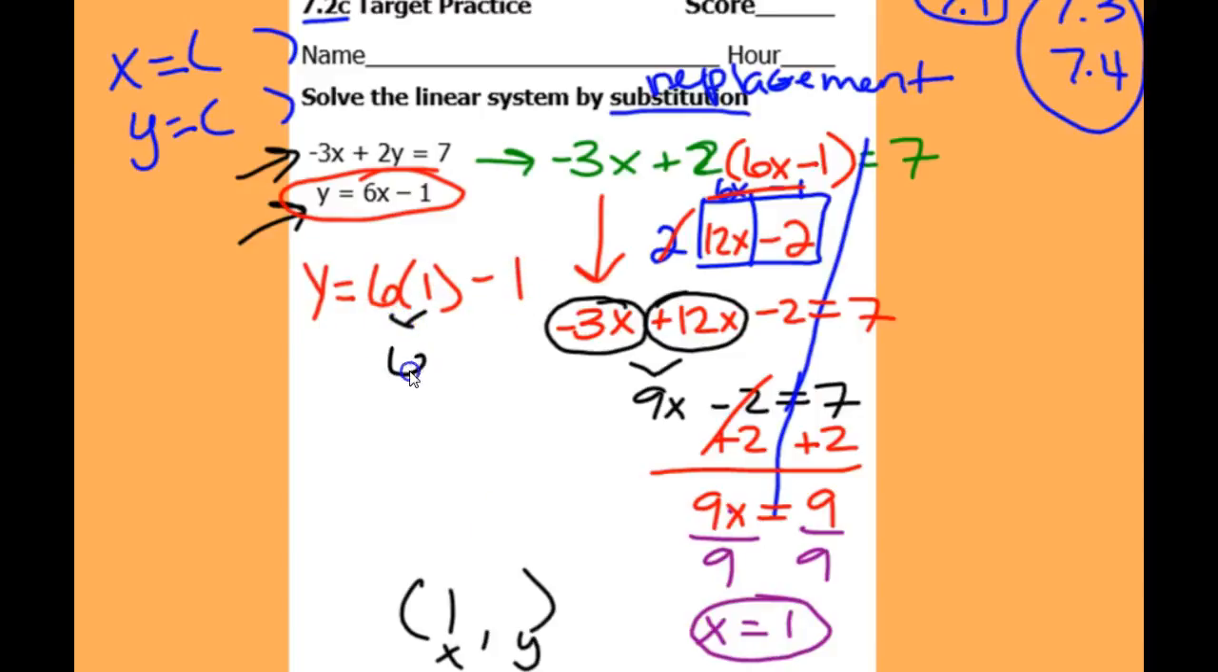So 6 times 1 is just 6. So we have 6 minus 1, which is 5. So I know y down here is 5. That's where my lines would cross if I were to graph them.